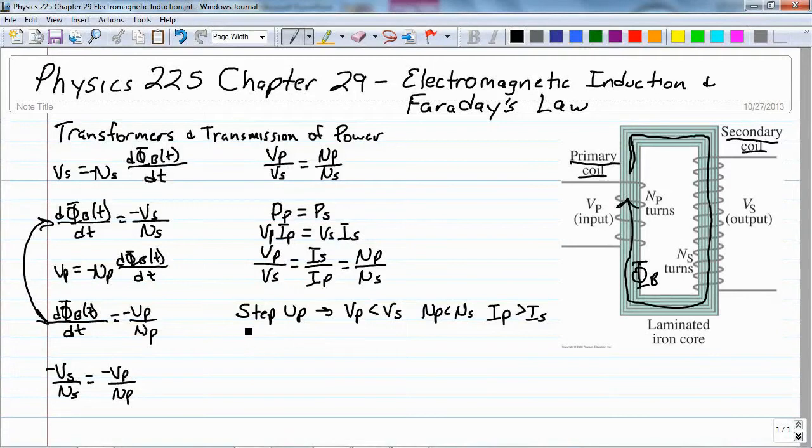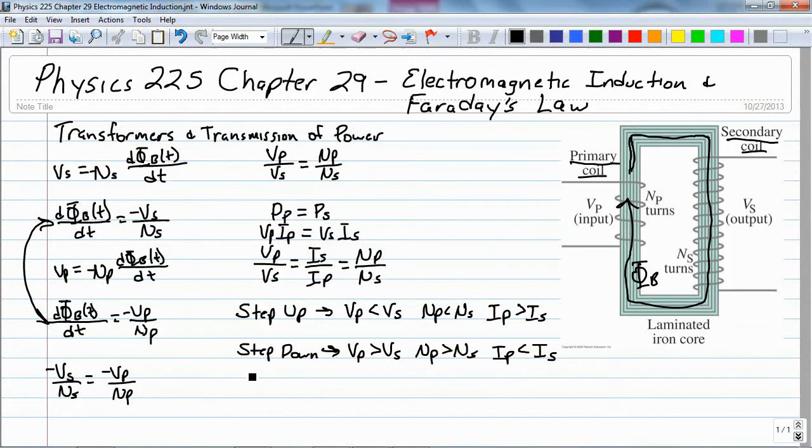They're opposite. Then you have a step down, and here Vp is going to be greater than Vs, Np is going to be greater than Ns, and Ip, current in the primary, is going to be less than Is, current in the secondary.